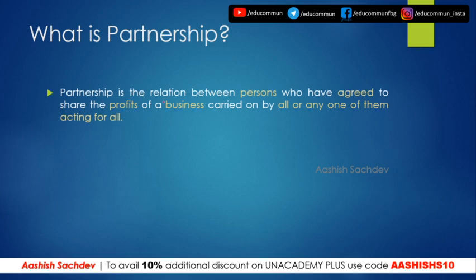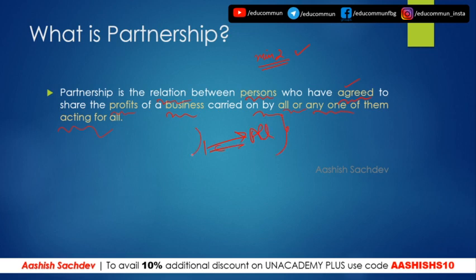Partnership is basically a relationship between persons. A single person cannot form a partnership. You need a minimum of two persons to form a partnership and then do a business. Partnership means that they are coming together to do a business. Two or more persons who have agreed to share the profits of a business, where the business is carried on by all of them or any one of them acting for all. One acting for all, all acting for one.